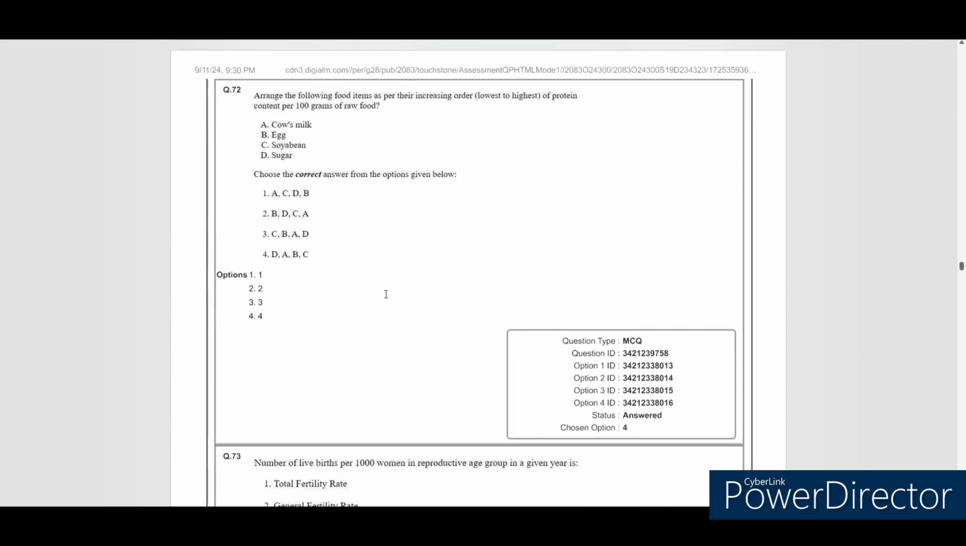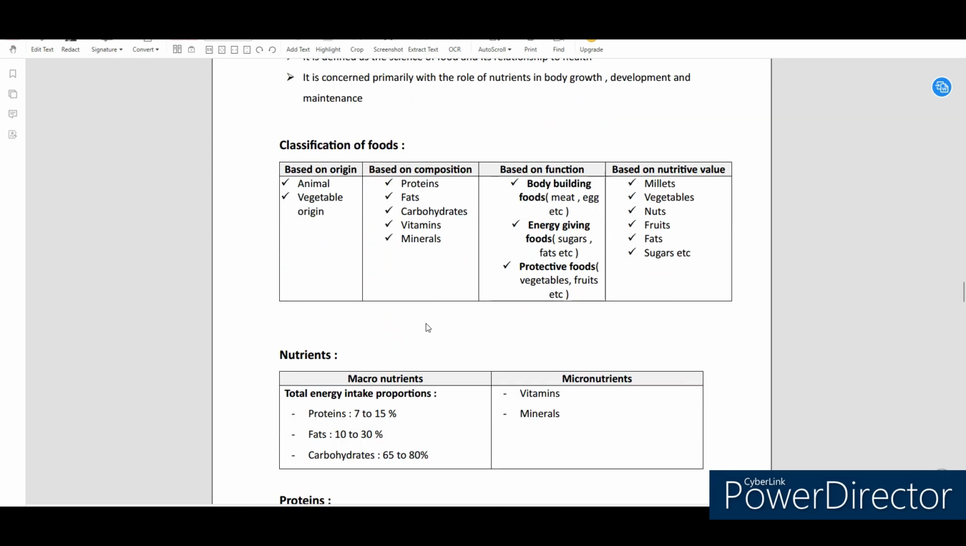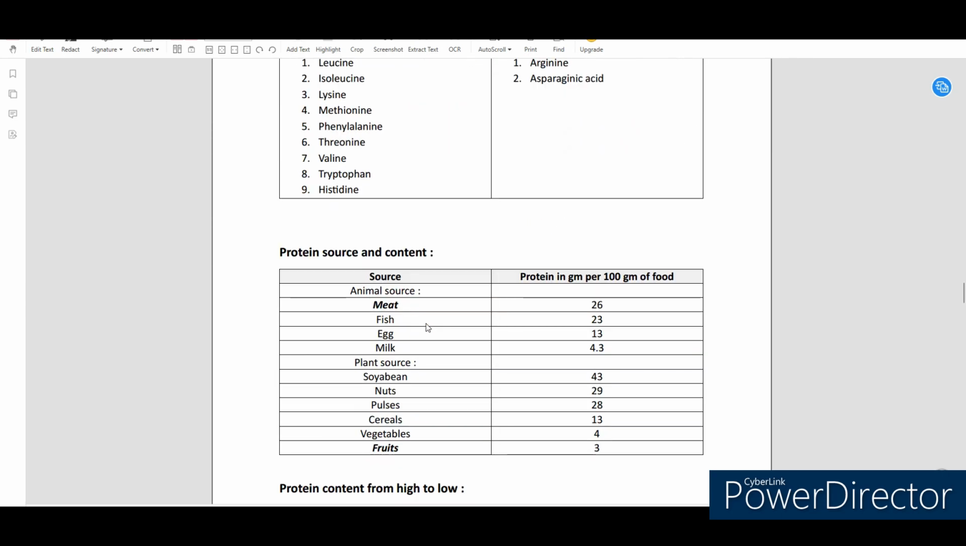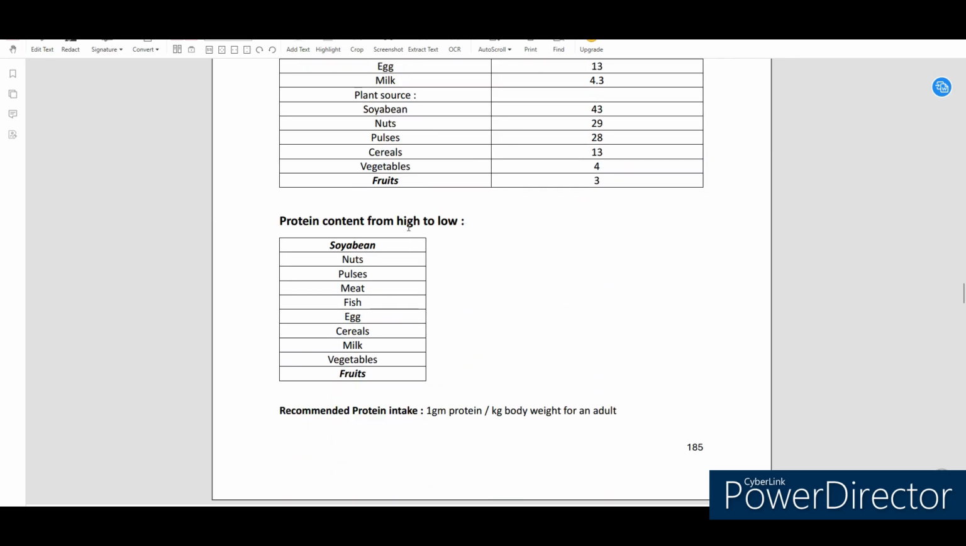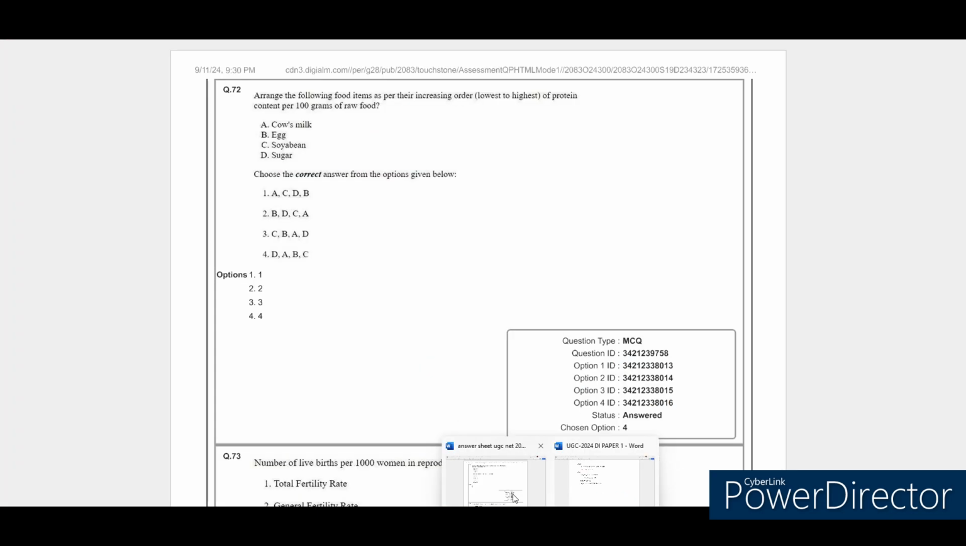And coming to question number 72, it is also a very direct question. Let me show it from my SMCH notes. Now they are asking about the protein content from low to highest per 100 grams of raw food. I have given a very direct table for this. If you can see the protein content from high to low, soybean has the highest protein content. So even if you remember the extreme, you can answer this question. Soybean should come at the end of the options, right? So it should be C. There is only one option where you can see soybean at the end of the options. So the correct option is option 4.